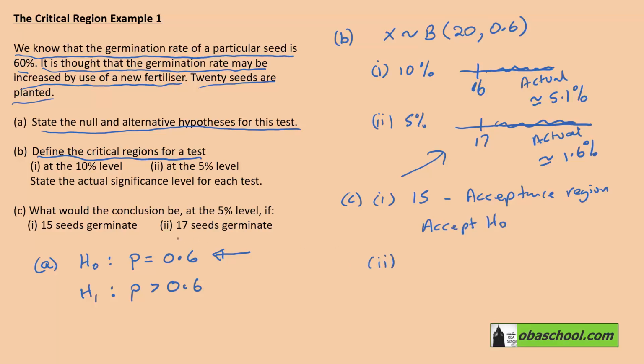However, if 17 seeds germinate, that's in the critical region, and we would say that there is evidence at the 5% level, or maybe we might mention the 1.6% level, to reject H0.